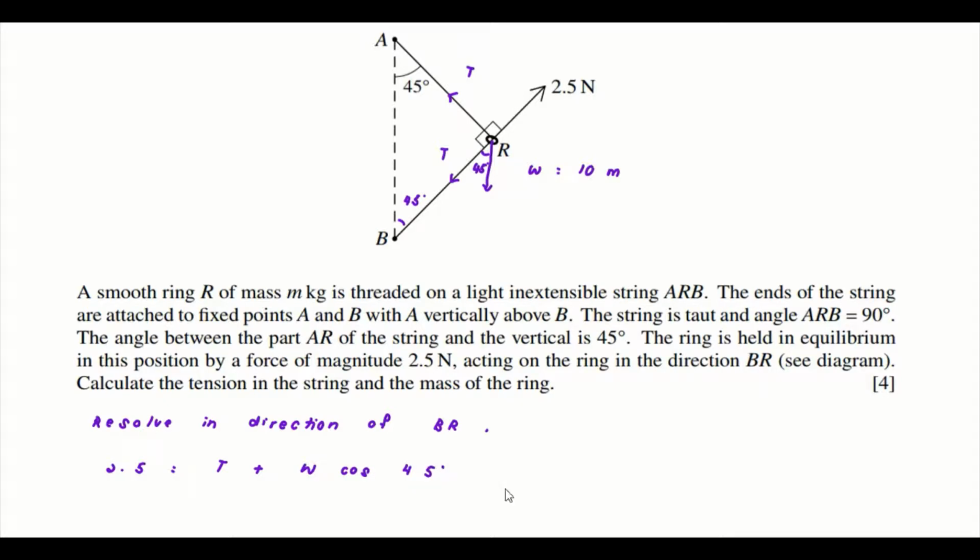If you don't want to change to 10m first, it's okay also. You can just move on, solve your W, then only solve your m. By having this, this is our first equation.